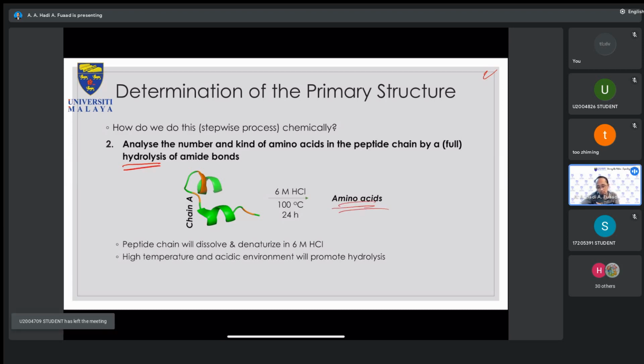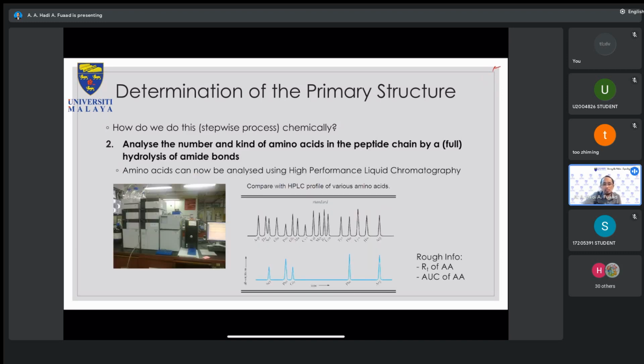From these individual amino acids, you can always do HPLC to identify the abundance of each amino acid. But from there, you can only know the abundance of the amino acids. You will not know the exact sequence. The peptide chain will denature in 6 molar HCl; high temperature and an acid environment promote hydrolysis. As simple as that. Once you have hydrolyzed everything, you inject it in HPLC, because HPLC is a cheaper system than mass spectrometry. If you have standards with a known concentration, it's like how you did in your analysis lab.